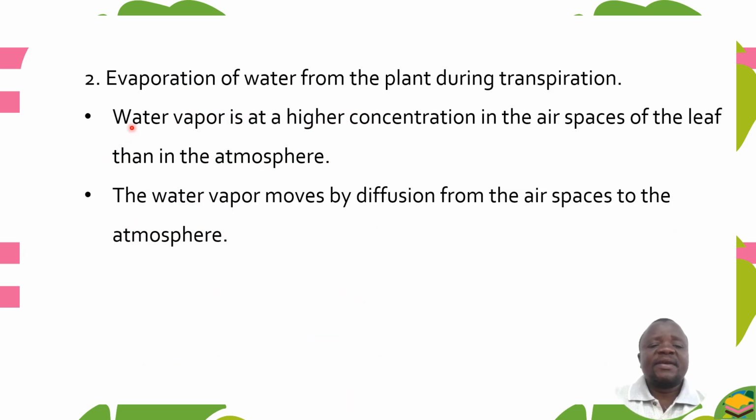The second one is helping evaporation of water from the plant during transpiration. Water vapor is at higher concentration in the air spaces of the leaf than in the atmosphere. So the water vapor moves by diffusion from the air spaces to the atmosphere.